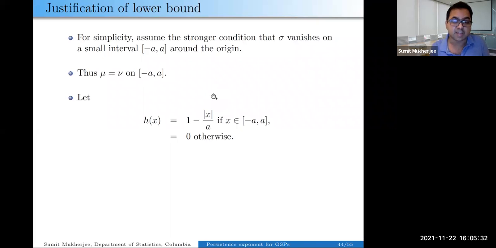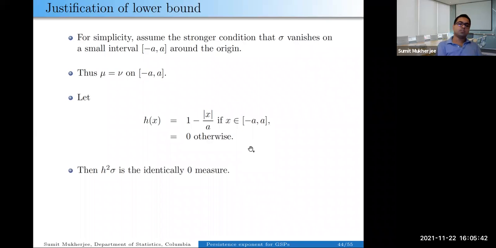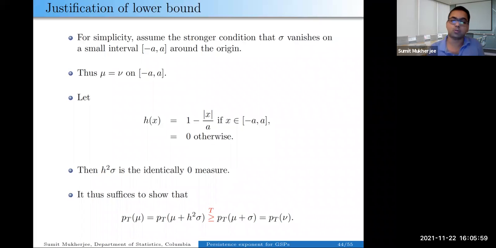So let's take this function h, which is a triangle function, which has height 1, supported on minus a, a. With this definition, h vanishes outside minus a, a, and so does h squared. So h squared sigma is identically 0, because h vanishes outside this interval and sigma vanishes within this interval. And then what we want to show is this inequality.